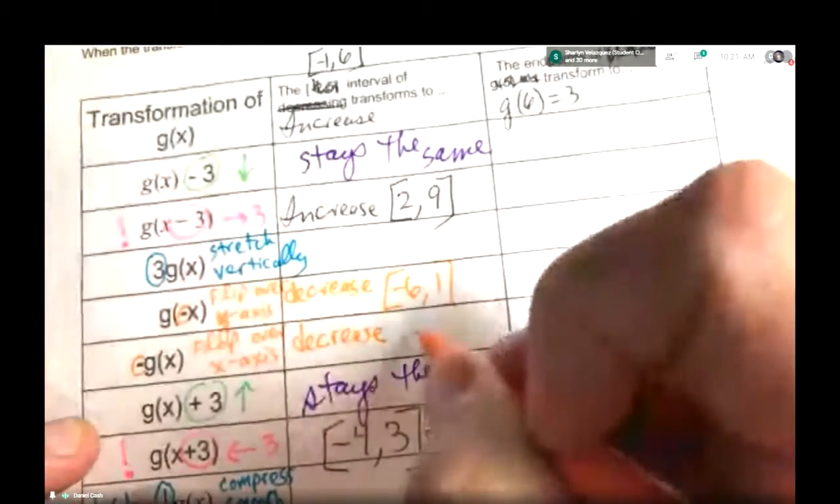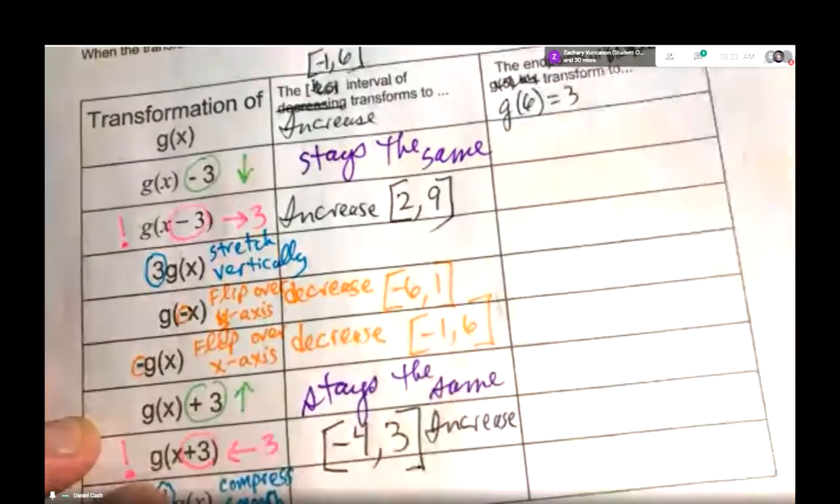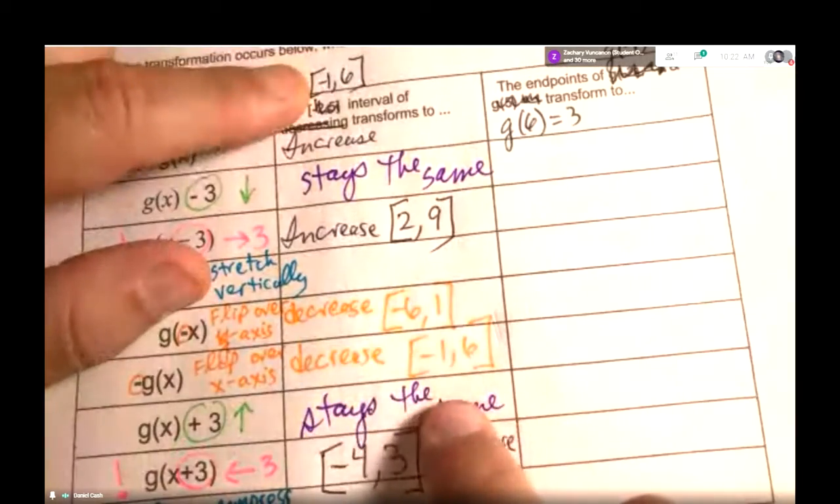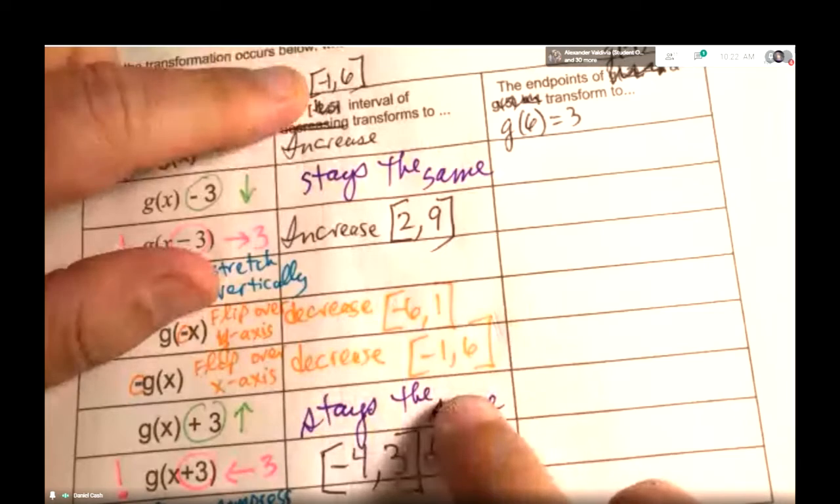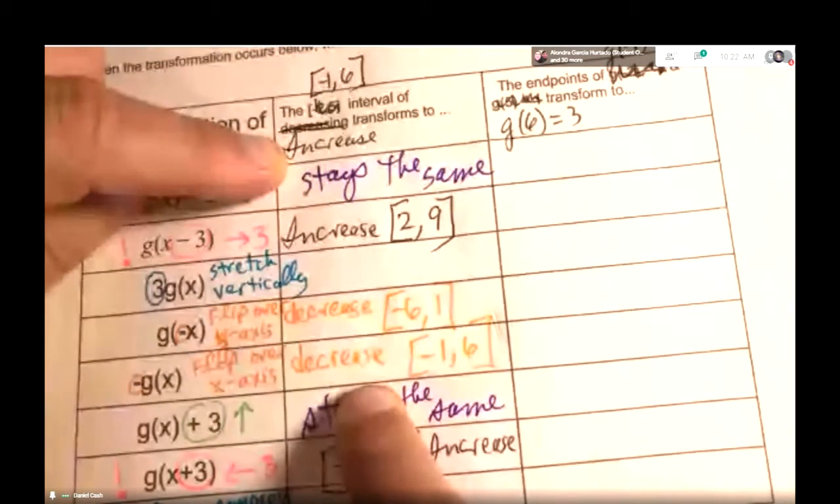So this guy here is going to decrease from -1 to 6. Notice the x values are exactly the same, only the y values changed. The x value stayed the same. What changed was instead of the function increasing, it's now decreasing.